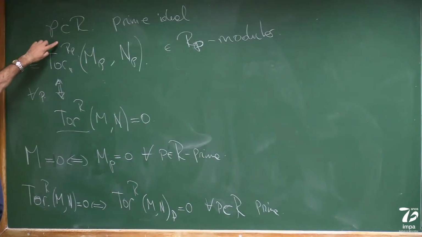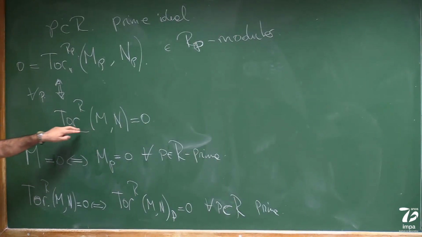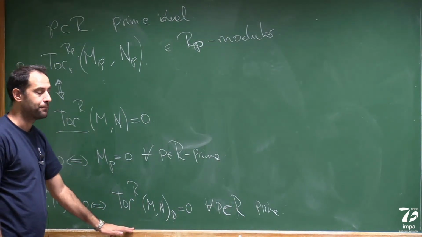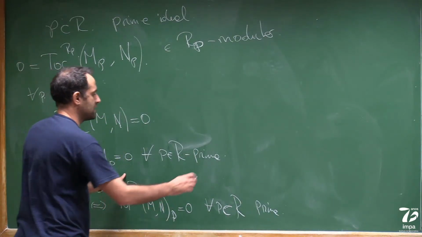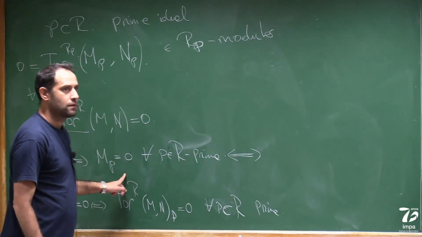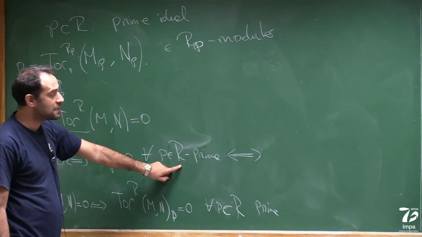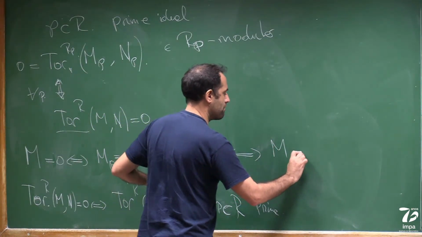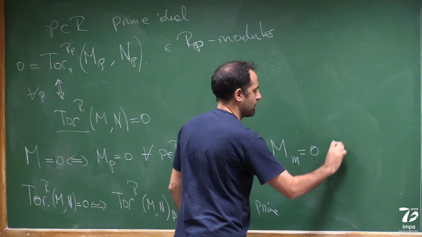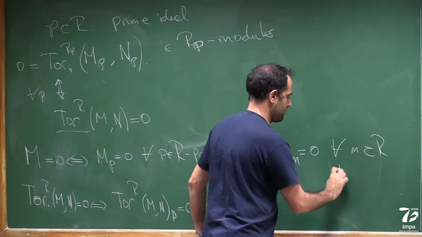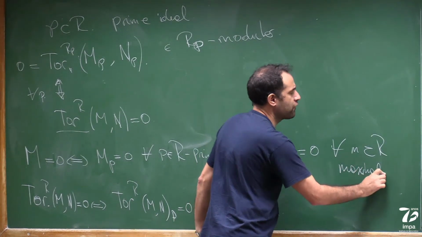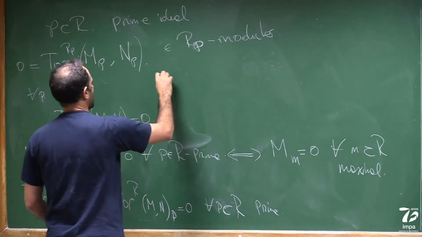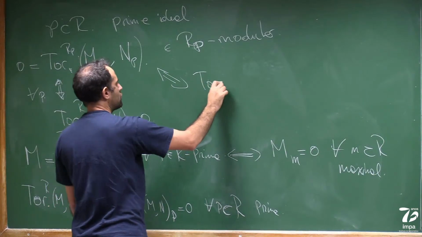So I can check that a Tor is 0 when I'm looking over a commutative ring by looking near each one of the points, each one of the prime points of the spectrum. But now, this statement is the same thing. Since each one of these primes is included in a unique maximal ideal, that's the same thing as checking them on maximal ideals. And of course, the same thing happens here. So this is the same thing as Tor Rm.